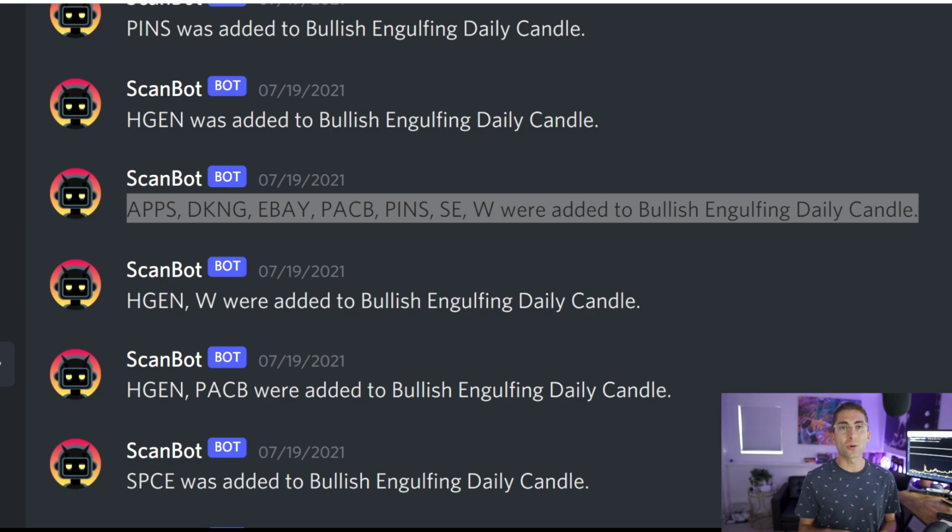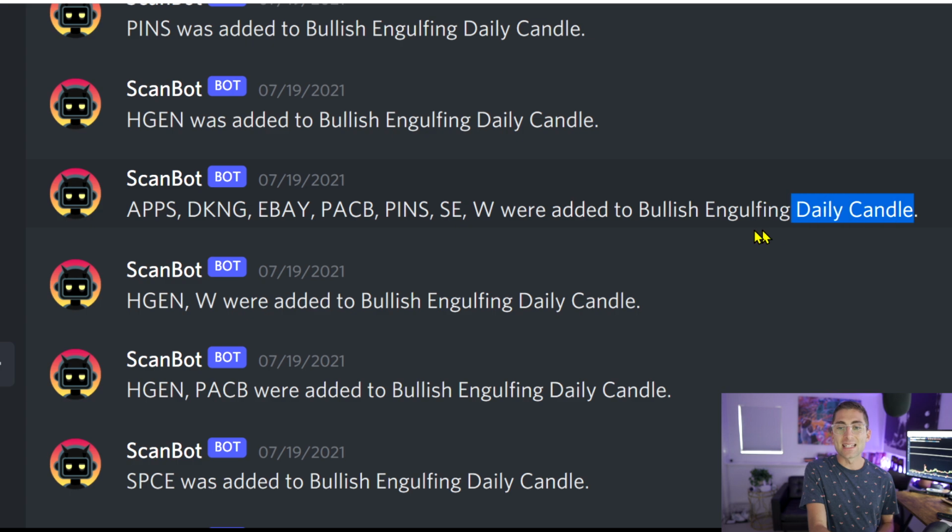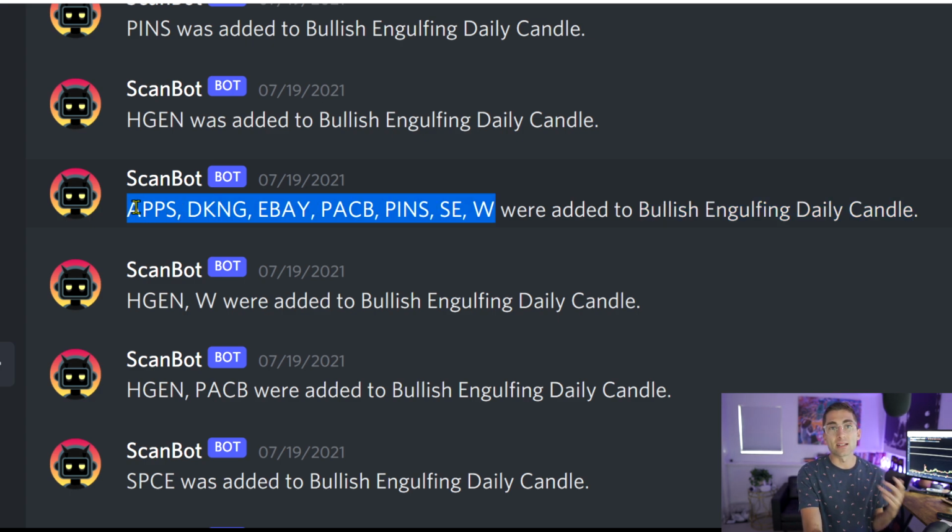Let's go to Discord, let's go to the scan bot, and let's check out the bullish engulfing daily candle alert. So inside our trading group, we get alerts on bullish engulfing candles. They're some of my favorites because they're some of the easiest ways to make money. These came out 2 days ago, and I'm going to go through every one of them to show you how to play the engulfing candle.